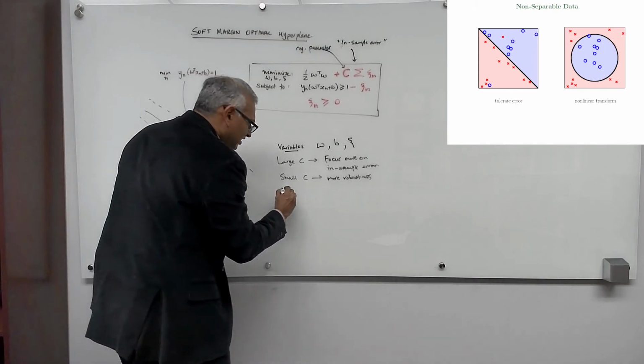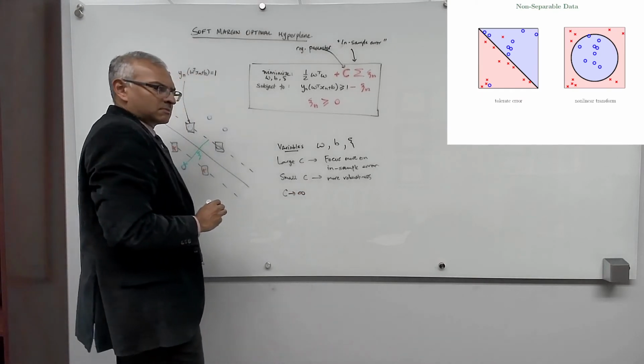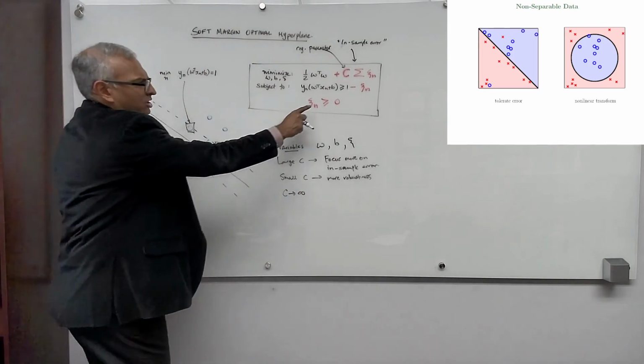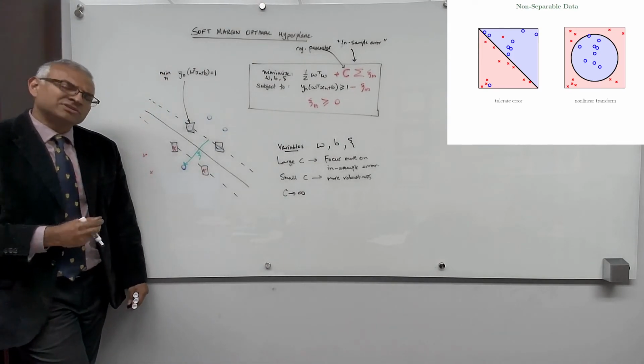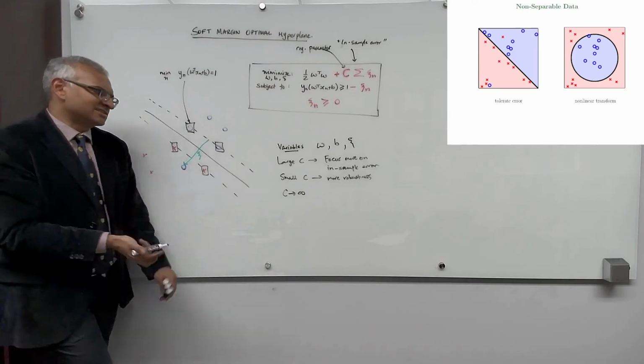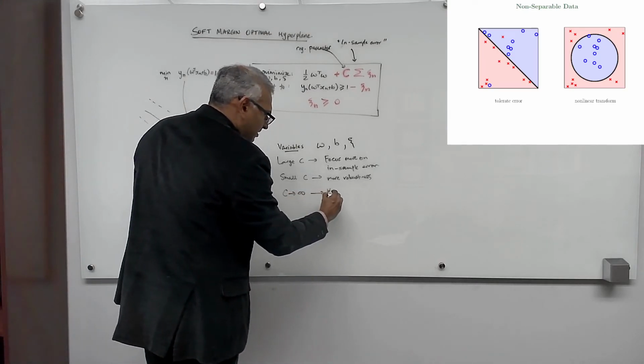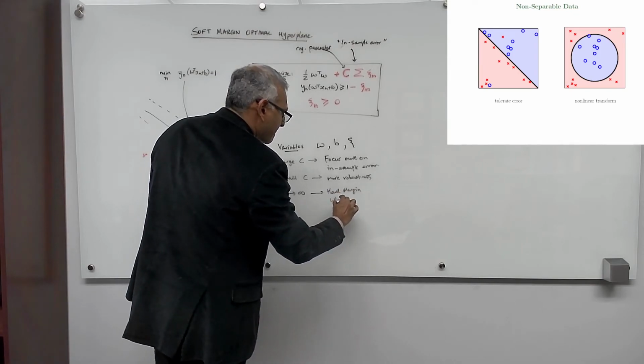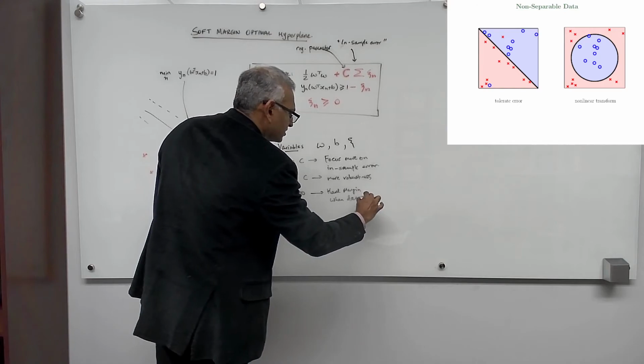Okay. C goes to infinity means that you're exclusively focusing on the margin violations, and you'll send all the margin violations to 0, which can only be possible when the data is separable. So this recovers the hard margin when data is separable.